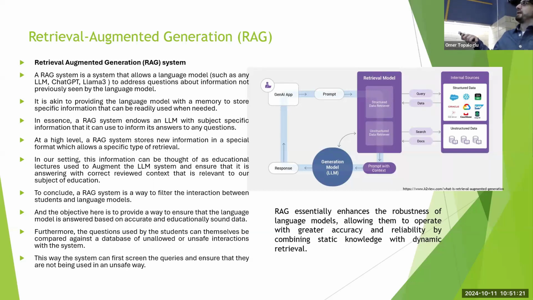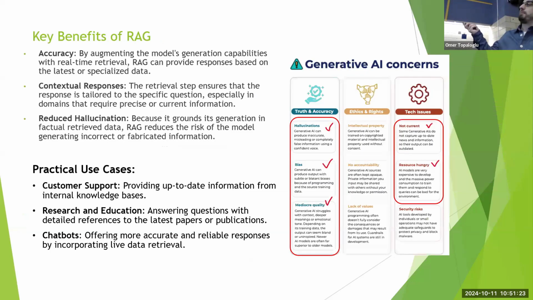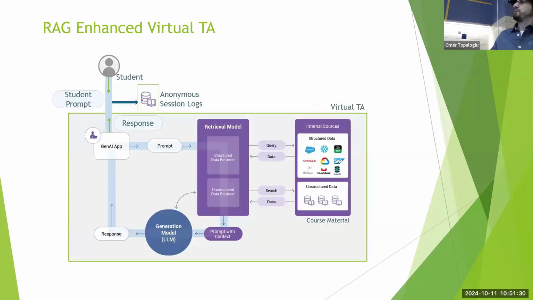So which means actually we can solve all these problems by using a RAG system to support our LLM model. Okay, so what is going to help? So suppose we have one virtual assistant. It uses this RAG enhanced LLM model.